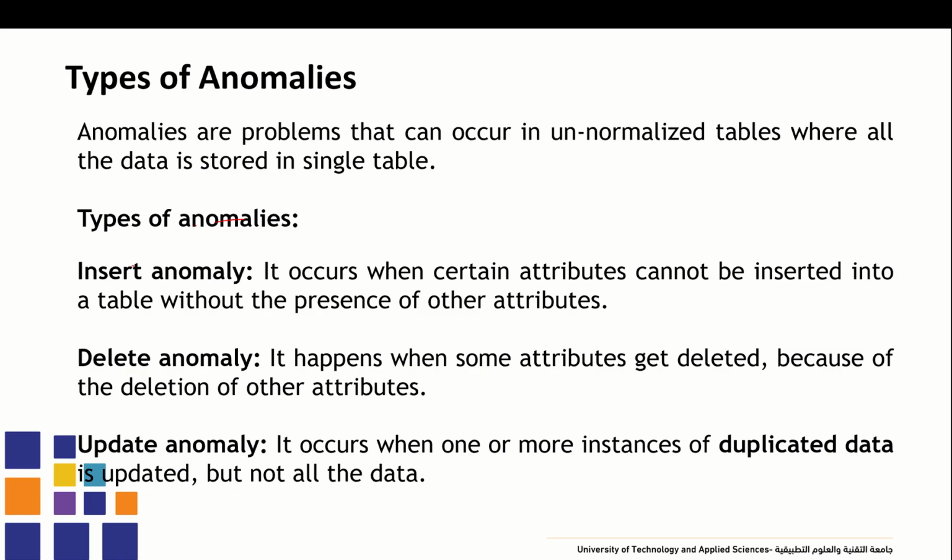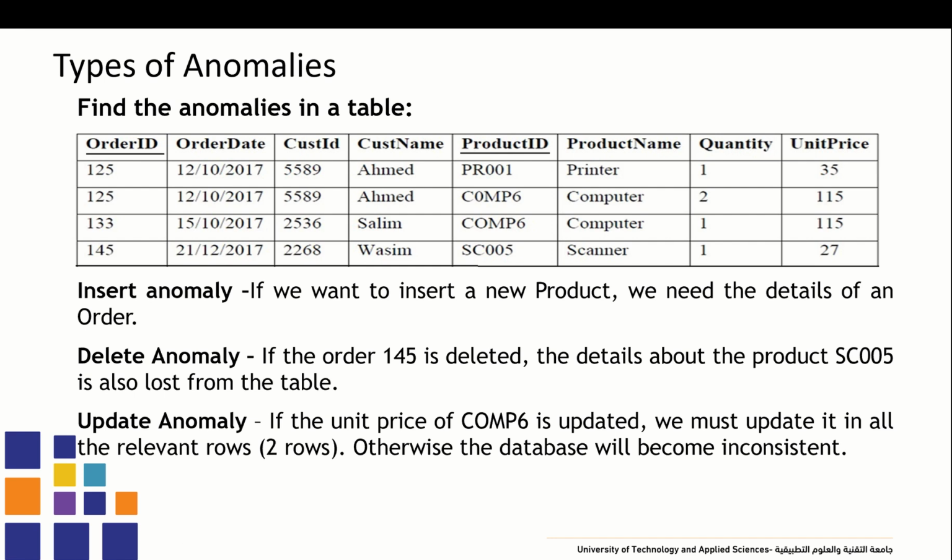So the first type of anomaly that you will face is an insert anomaly. Then we have delete anomaly, and then we have update anomaly. So we will go with the example and then we'll come back to the definition. What is insert anomaly? Suppose for example, look at this table. What are the column names of this table? You have order ID, order date, customer ID, customer name, product ID, product name, quantity and unit price. So these are the columns.